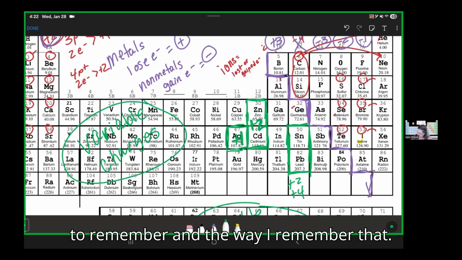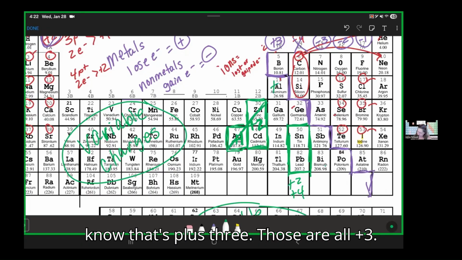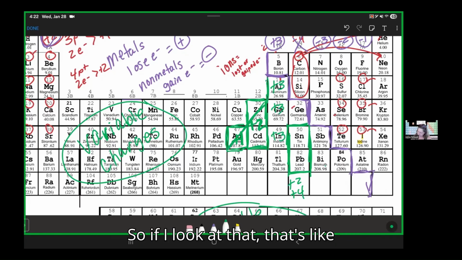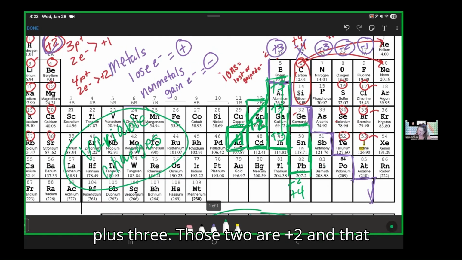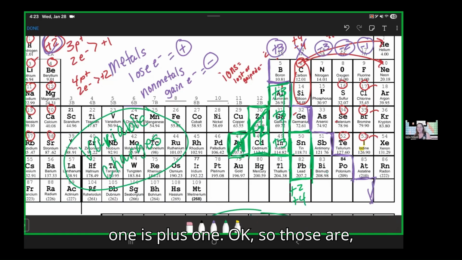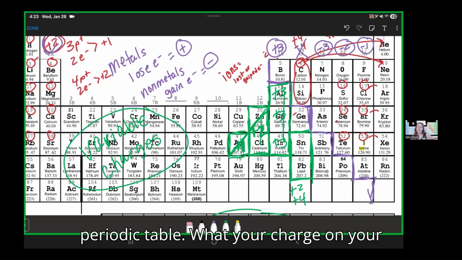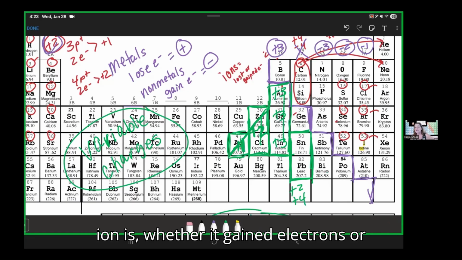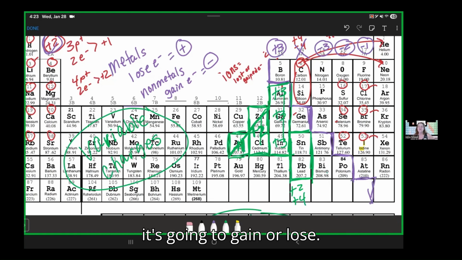And the way I remember that these are +2 and +1 is we know that's +3. Those are all +3. So if I look at that, that's like a little staircase there. Those 3 are +3, those 2 are +2, and that 1 is +1. Okay. So that's how you're going to know from the periodic table what your charge on your ion is, whether it gained electrons or lost electrons, and how many electrons it's going to gain or lose.